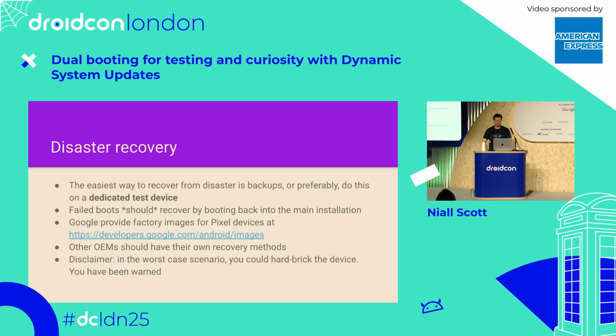But for Google Pixel devices, Google provides factory images with the flashing instructions for every device that they've ever released. In most cases, this should get you back to a clean factory state if things go wrong.